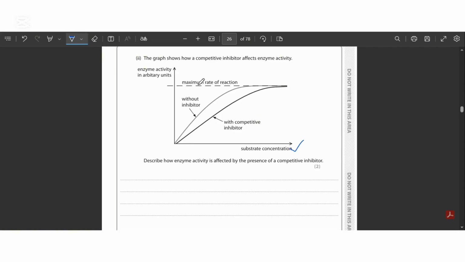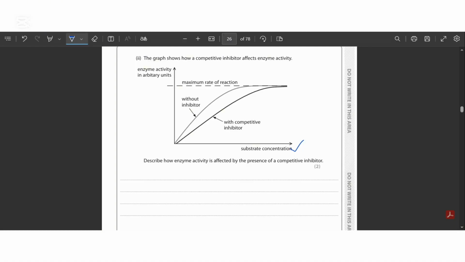This is the maximum rate of reaction, the level. As you can see here, the graph without the inhibitor, this part, is greater than that with the competitive inhibitor. Why? This raises the point that the competitive inhibitor is slowing down the rate of reaction. Hence, it is not reaching its highest point.